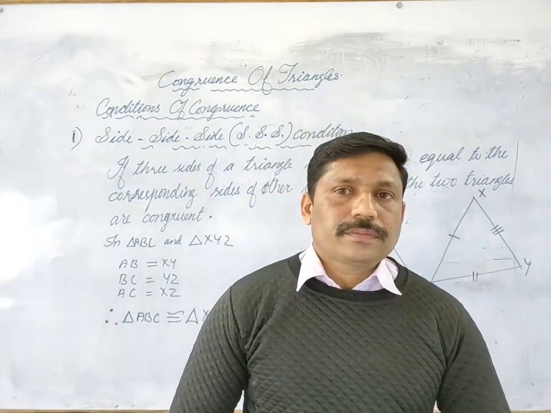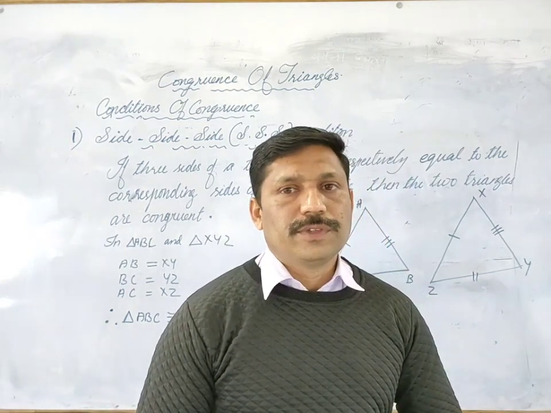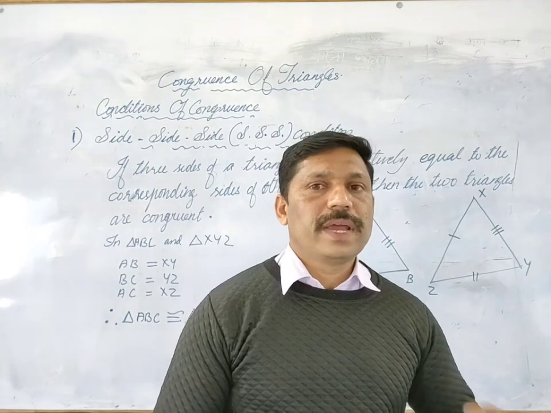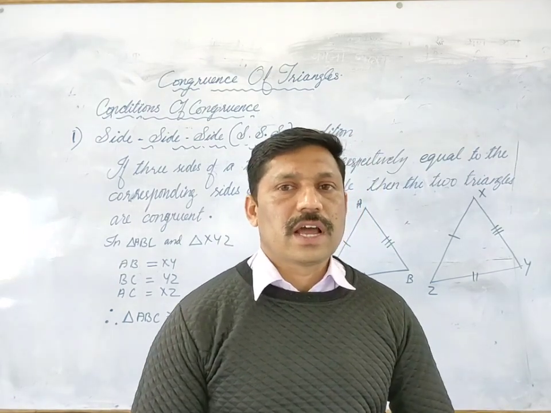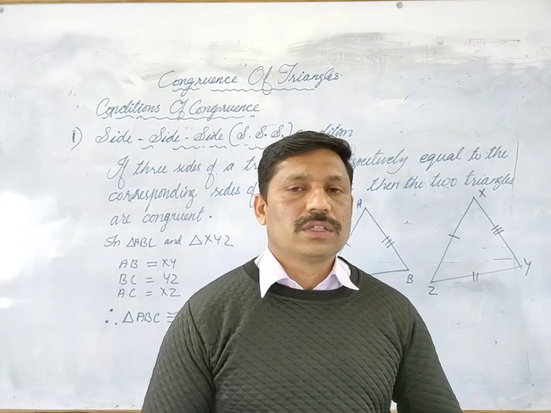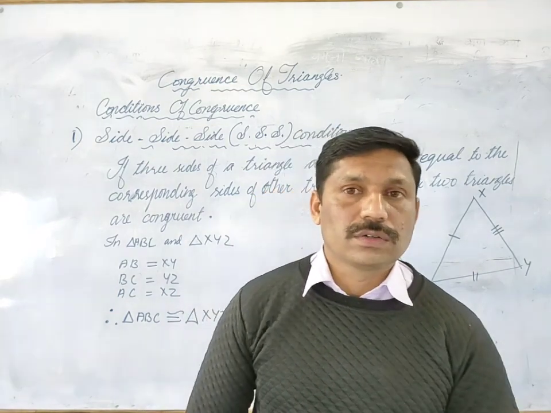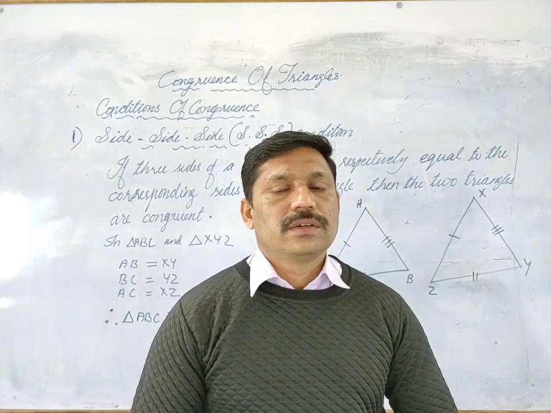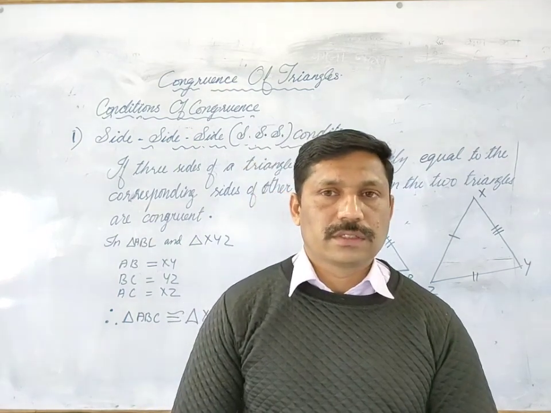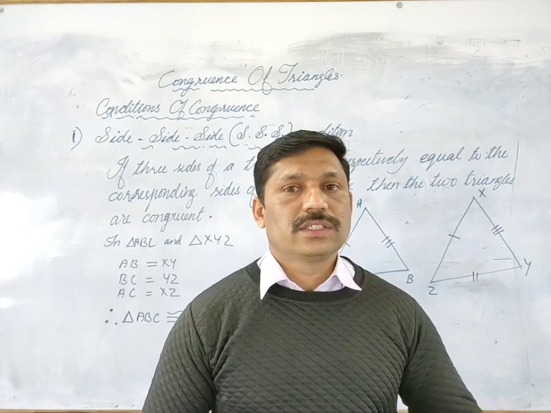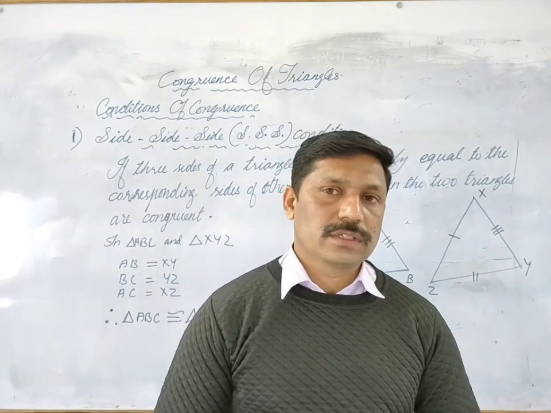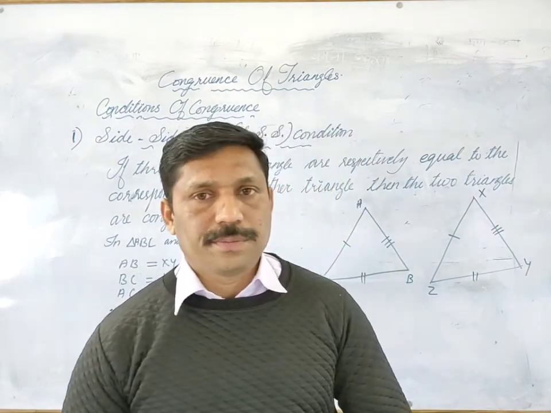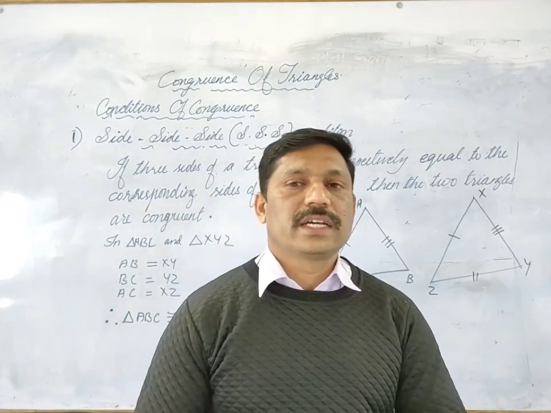Students, you studied that two triangles are congruent if their corresponding sides and angles are equal. So, on the basis of the corresponding sides and angles, the conditions of congruence are also of different types. Today in our session, we study the first condition of congruence, that is the side condition. In short form, it is known as S condition. S means side condition.